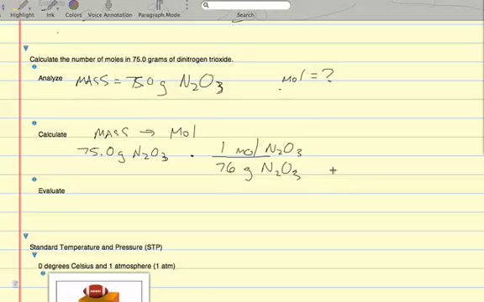So I'm going to do some label cancellation. I've got grams here and here. I've got N2O3 here and here. I'm left with these 2 labels. That's my answer over here, and they're in the numerators. Let me put that back in black.